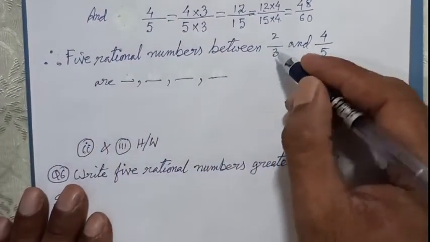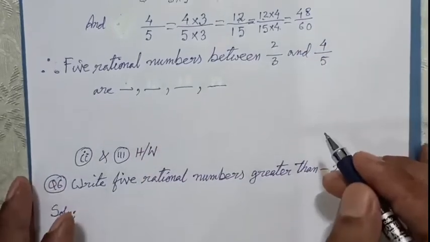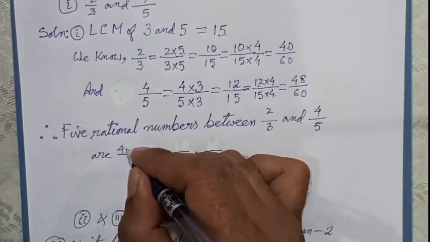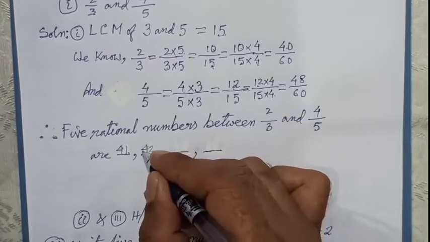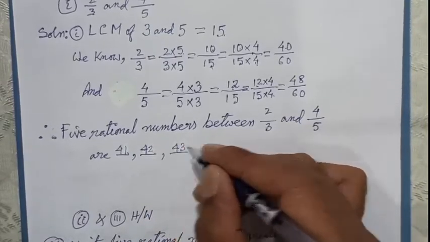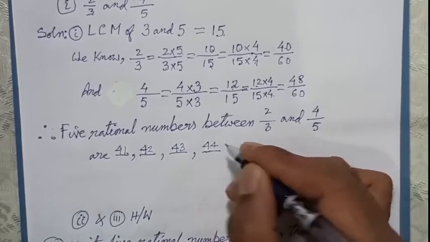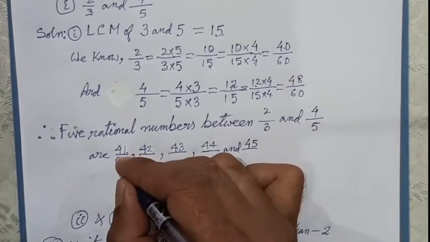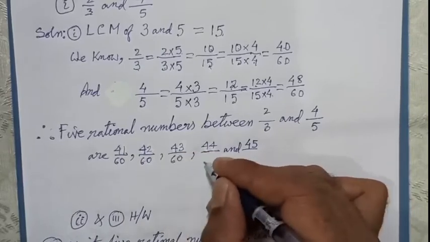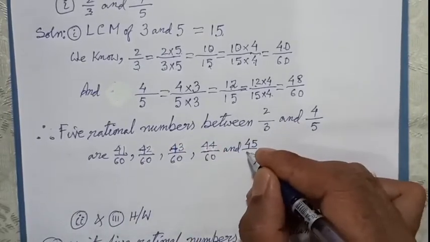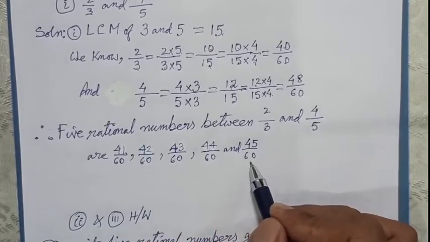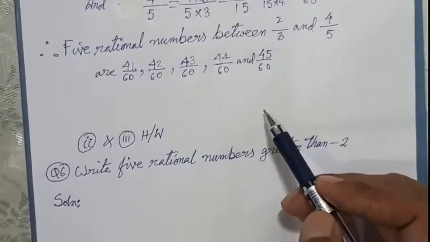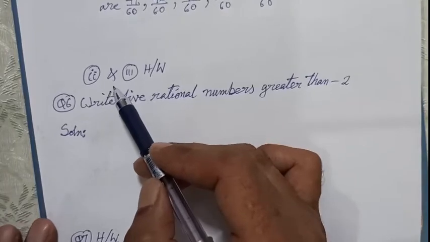Therefore 5 rational numbers between 2/3 and 4/5 are, since here is 40, right after 40 next number is 41. Next is 42. Next is 43. Next is 44. And 45. Denominator is 60, 60, 60, 60, and 60. 1, 2, 3, 4, 5. These are the 5 rational numbers between 2 by 3 and 4 by 5. Parts 2 and 3 are homework.